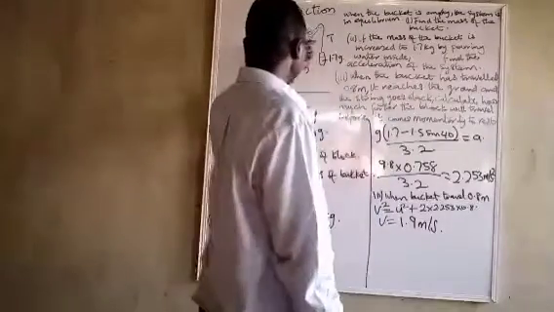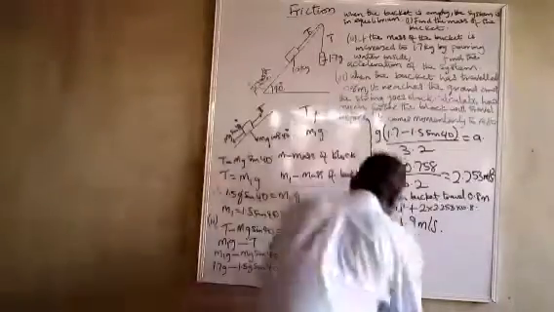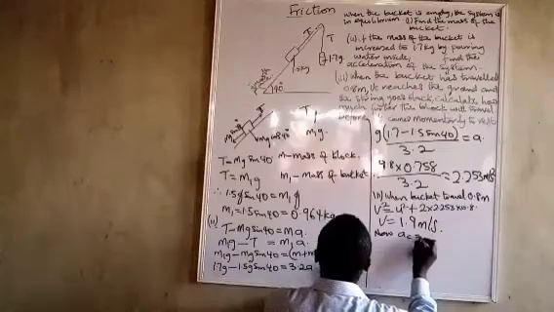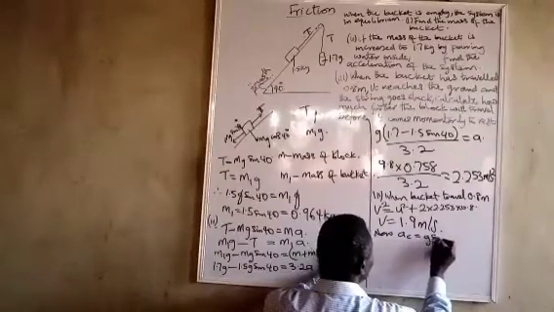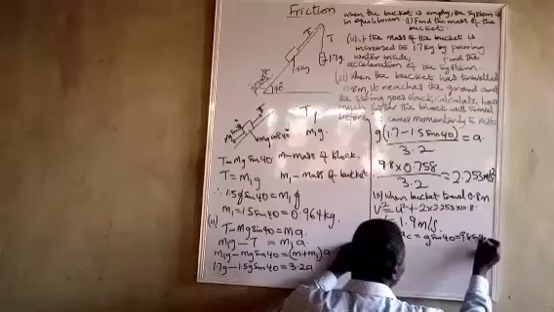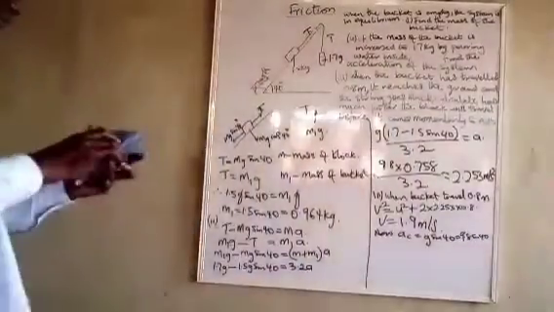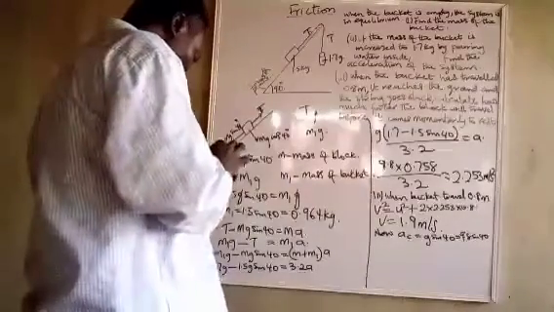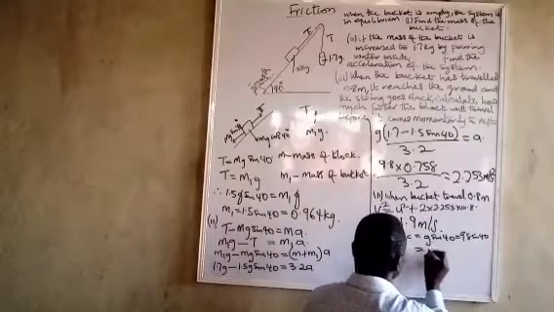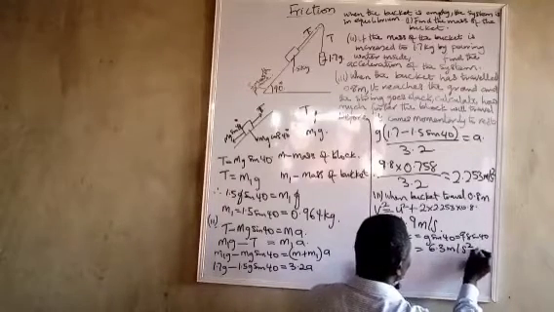At that point, since T is no longer acting on it, the acceleration for the block will now be equal to g sin 40, which is 9.8 sin 40, and that is directed downward. That will be equal to 6.3 meters per second squared.